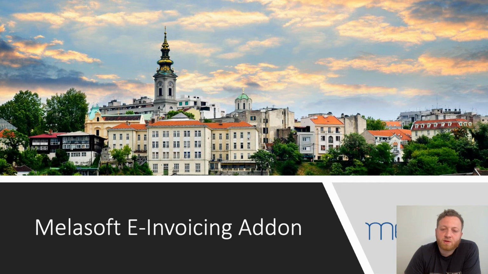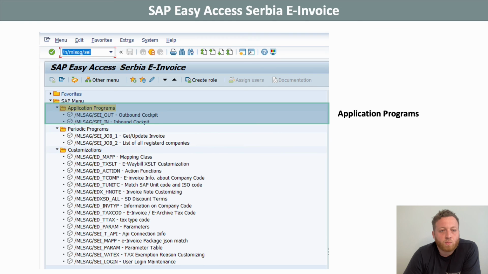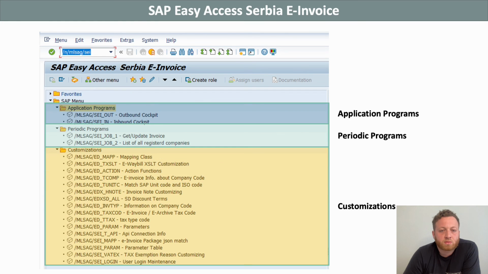Here we're going to basically go through what the SAP cockpit looks like. This is what the customer will see, what you will see if you have our SAP Melasoft add-on solution. Here the e-Invoice add-on has 3 sections: the main section is application programs, periodic programs, and then also customizations.